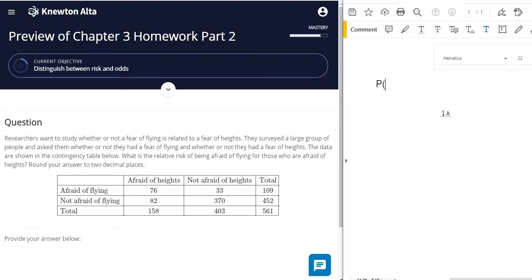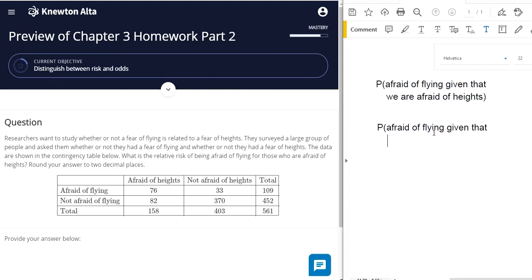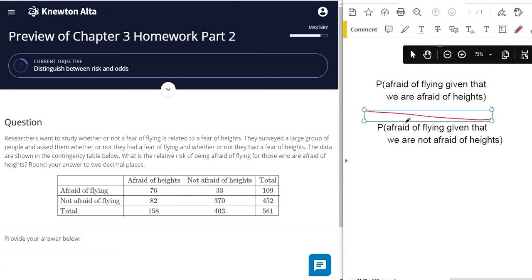The probability of... I want to take the probability of somebody being afraid of flying, given that they're afraid of heights, and divide by the probability of being afraid of flying, given that we are not afraid of heights. Divide those two, you've got your relative risk. It is relative because it's comparing it to the alternative.